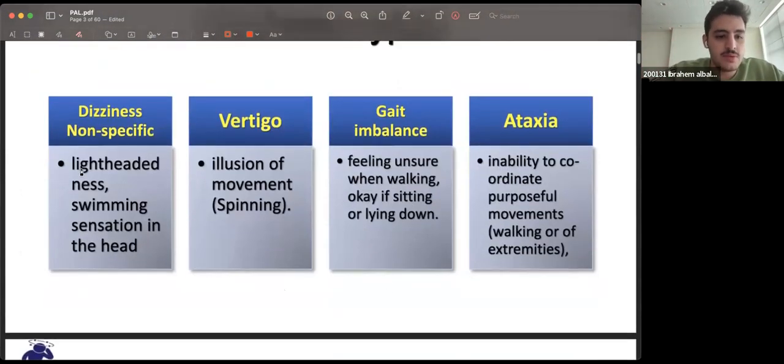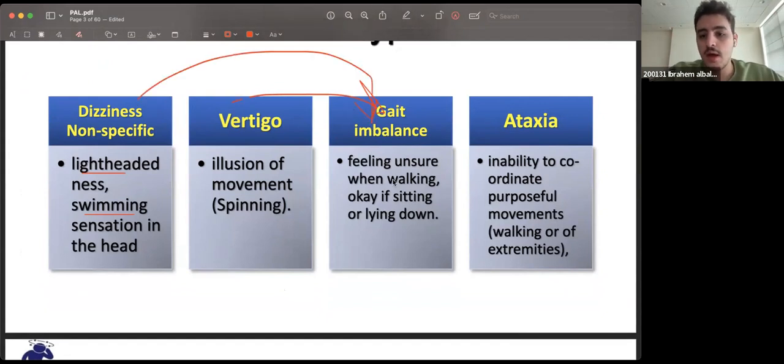Another way to define them: dizziness is another word for lightheadedness. You feel everything is swimming. Vertigo, you feel like something is moving. You can also call it spinning. Gait imbalance just describes that you're unable to walk, and this can be due to vertigo or due to dizziness.